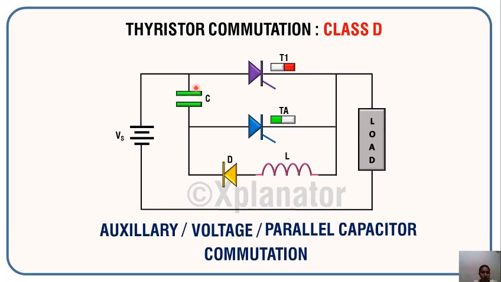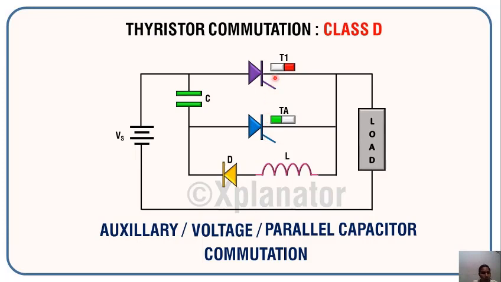So it was plus minus here with Vs. Now it charges with opposite polarity. It is charged to minus Vs. That means minus is on the upper plate and positive on the lower plate. Okay. Now, till now this auxiliary thyristor was in off condition.